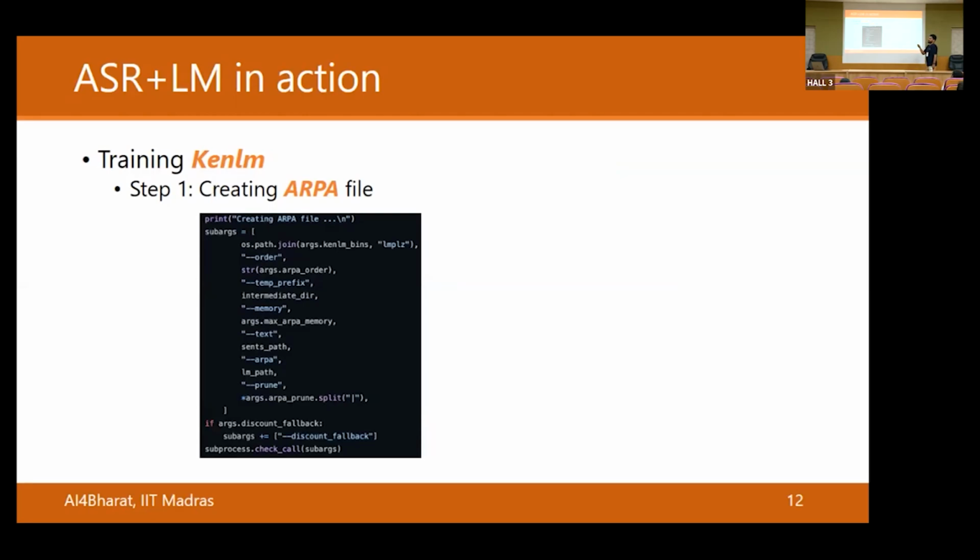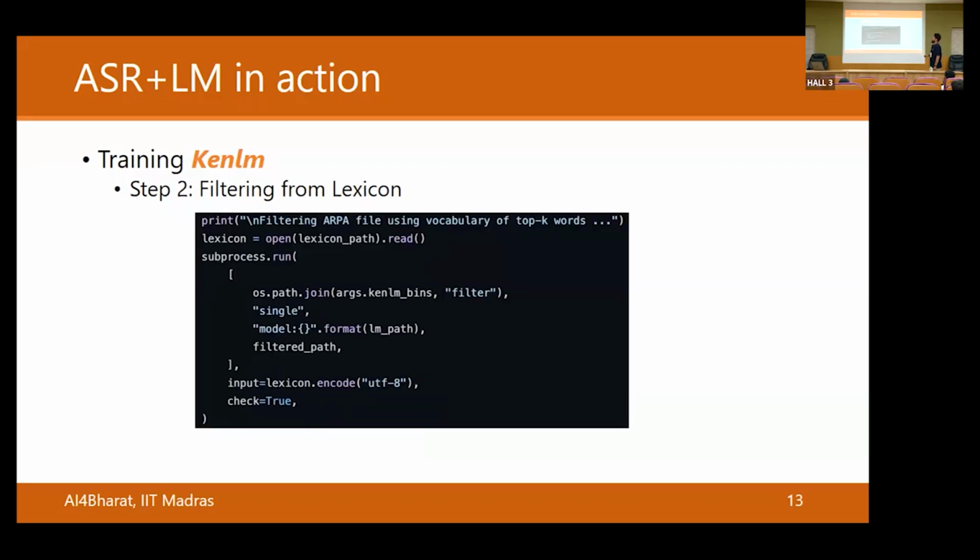The corpus is a sentence-split text file. Then you also provide options like pruning. I will not go into detail, but these are some advanced options, and you can get more information about these parameter arguments on the official KenLM web page. So first you create the ARPA file, then you filter from a lexicon.